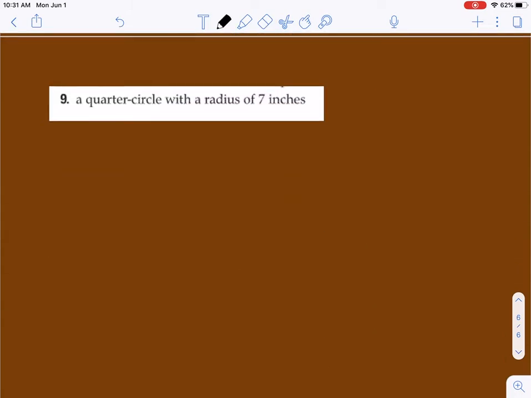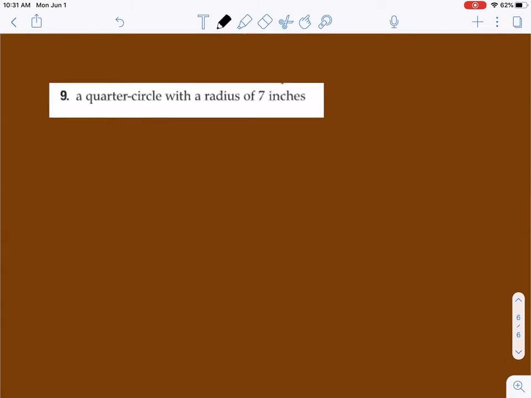All right, let's see what else we got. A quarter circle with a radius of 7 inches. So a quarter circle would look something like that with my center there, and you have a radius of 7. So that's 7 and that's 7. And so if I know that this is 7 and this is 7 and I know this is 7, if I can figure out what this is, I'll be able to add it all up and get my perimeter.